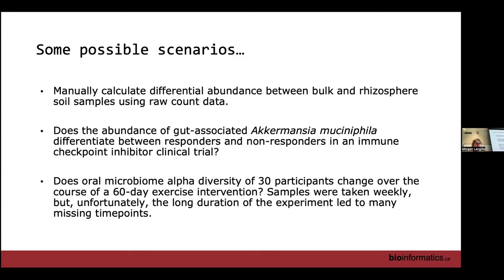And then the last one. So does the oral microbiome alpha diversity of 30 participants change over the course of a 60-day exercise intervention? Samples were taken weekly, but as is usually the case with longitudinal studies, especially ones that go on this long, there are a lot of missing time points that we don't have access to. Any ideas?